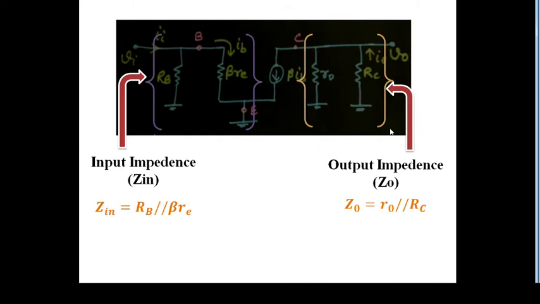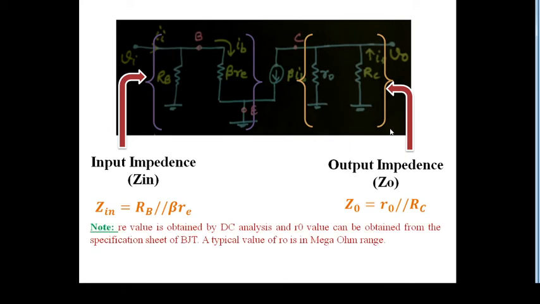Okay, very simple. Input impedance and output impedance is very simple. We can easily find. Note that I already discussed the RE value is obtained from the DC analysis, and the R naught value can be given in the specification sheet of a BJT. A typical value of R naught is in the mega ohm range.